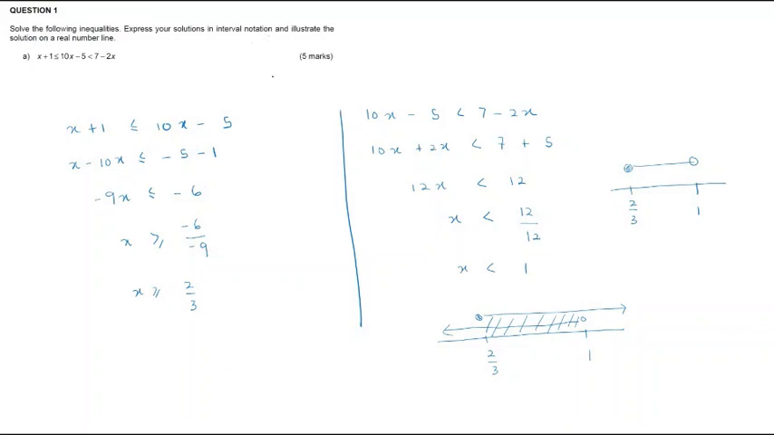Okay, we have to do one more, the interval notation. So from 2 over 3 until 1. 1 is not included, so open bracket. 2 over 3 is included, so closed bracket. Included because the sign is greater than and equal. 1 is not included because the sign is only less than.